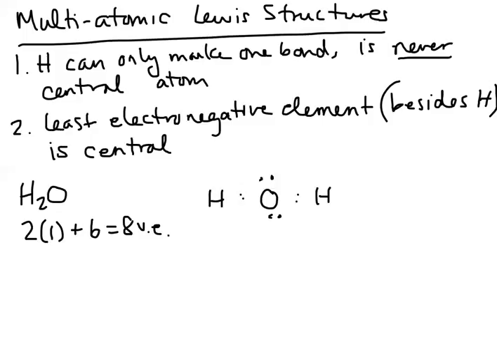Are the hydrogens happy? Yes, hydrogen is the only thing that's going to bond and be happy with only 2 electrons. And is oxygen happy? Yes, because it has 8, it has a full octet. And then you just draw your bonds.